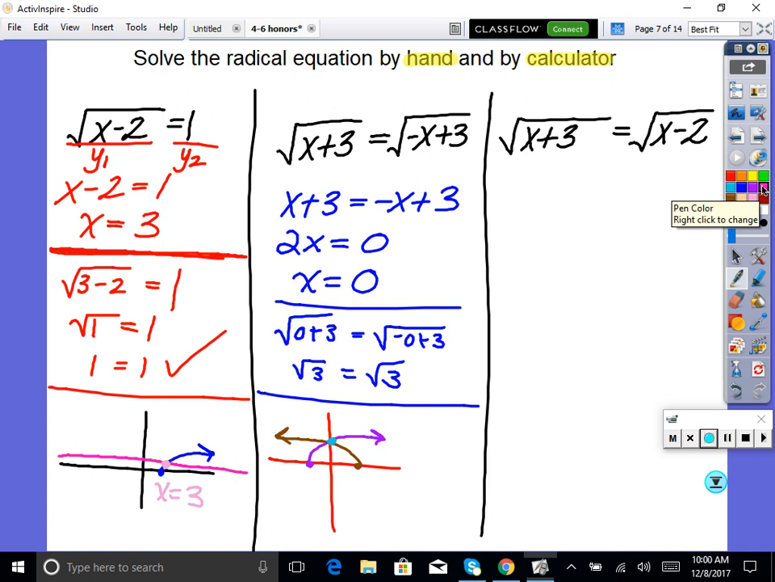Okay, let's do this one by hand. Square both sides, won't we? So we would have x plus 3 equals x minus 2. Then don't we subtract x? So 3 equals negative 2.